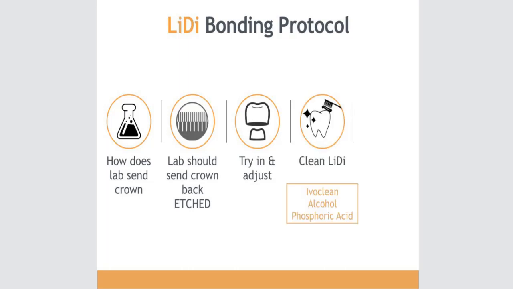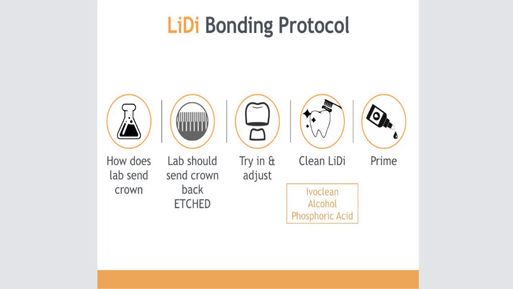Now, cleaning lithium disilicate is a little different than cleaning zirconia. We can use IvoClean, we can use alcohol, or we can use phosphoric acid. This is a very different protocol than the zirconia, right? So be careful with how you clean your lithium disilicate after you try it in. And then you would prime. Now the question is, can you prime before you try it in? And the answer is yes. You do not have to prime it again after you try it in, but you do have to clean it. Okay, so that's an important part.